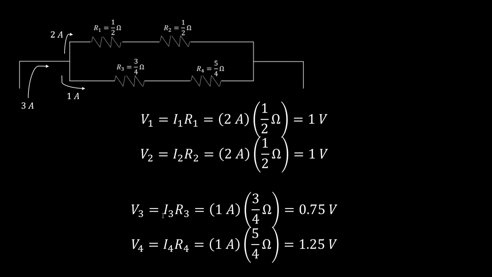What we have is V3, or the voltage drop at resistor 3, would be 1 amp times 3/4 ohms, or 0.75 volts. And then at resistor 4, 1 amp of flow times 5/4 ohms would be 1.25 volts. Path 3 and 4, which are in series, add up to 2 volts as well.